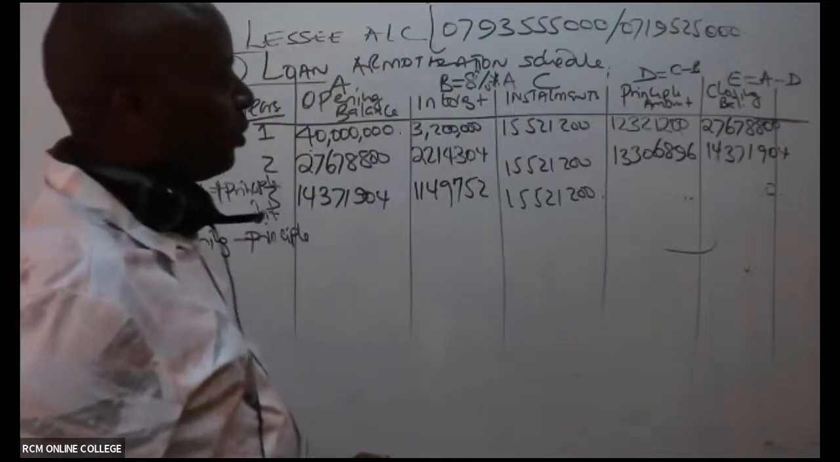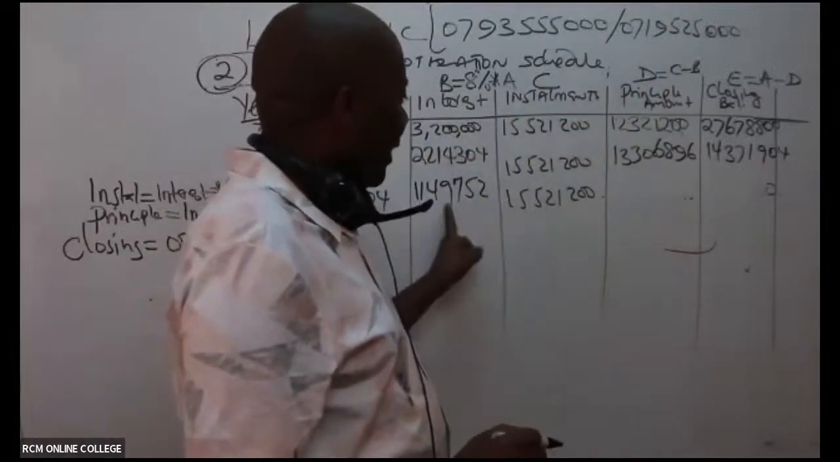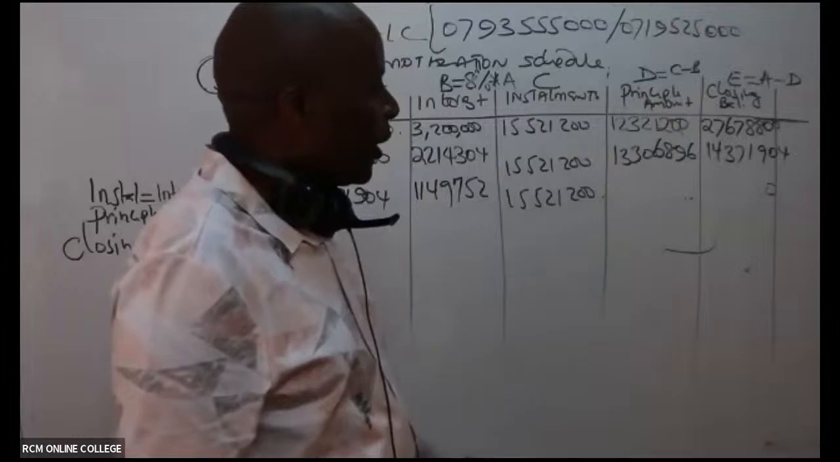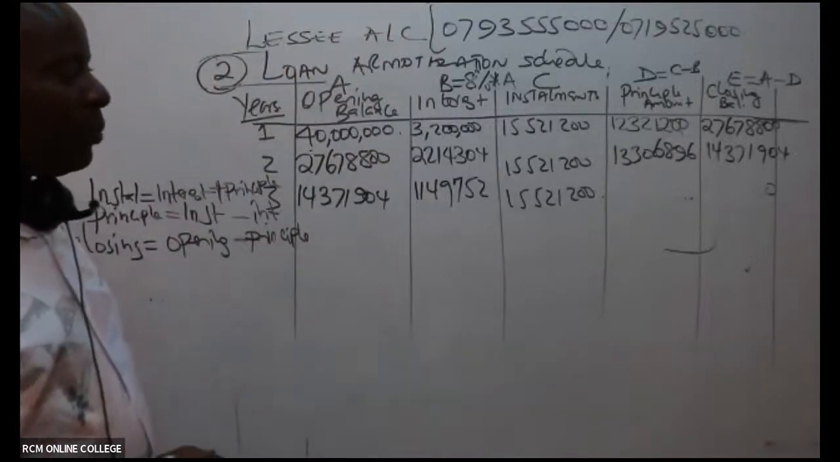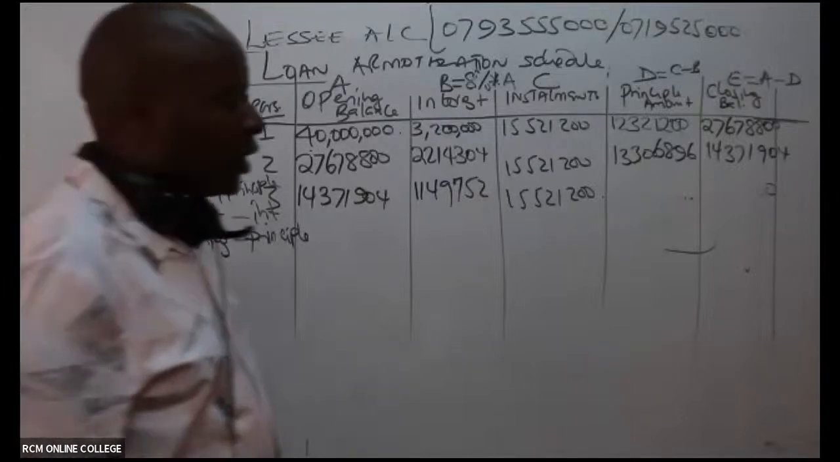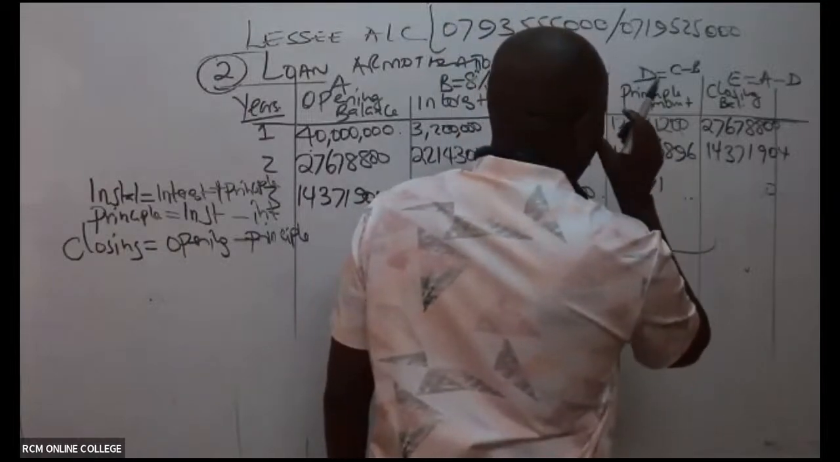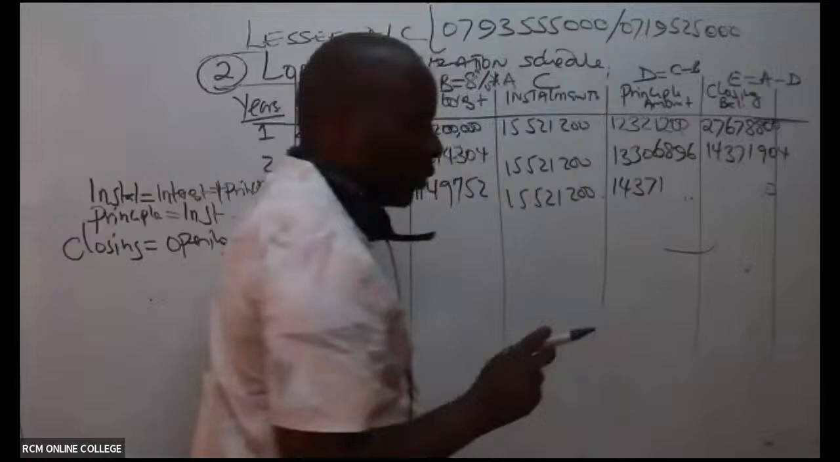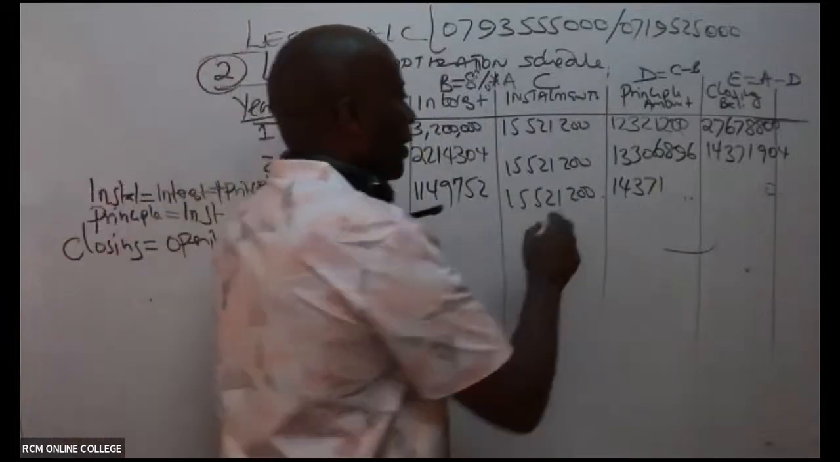Now from there, we should be able to get the principal, which is C minus B. So this minus this. Is there somebody who has the principal here? Anybody who could be having the principal? 14,371, 448.